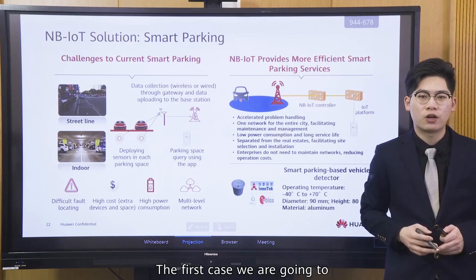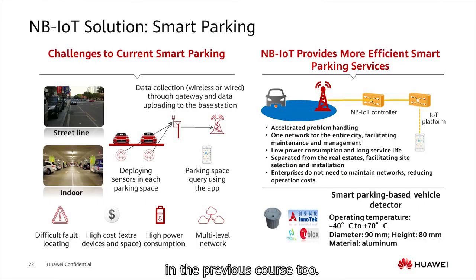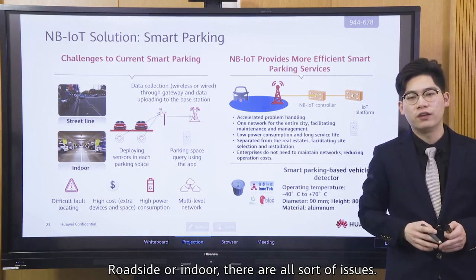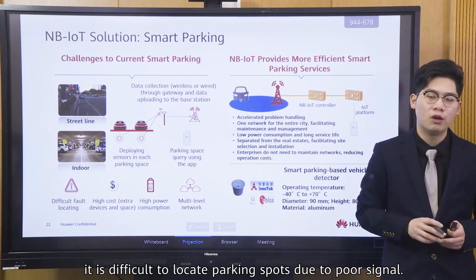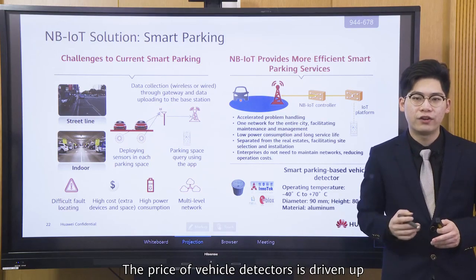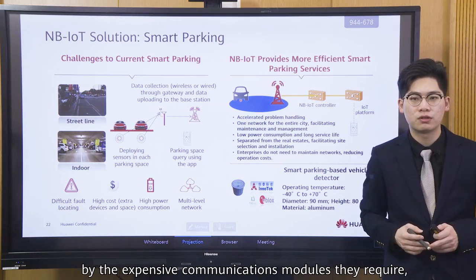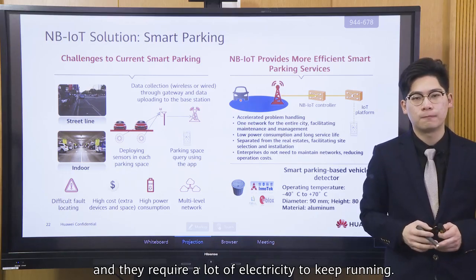The first case we are going to talk about is smart parking. We talked about smart parking in the previous course too. Broadly speaking, there are two main types of parking: roadside parking and indoors parking. Roadside or indoor, there are all sorts of issues. For example, it is difficult to locate parking spots due to poor signal. The price of vehicle detectors is driven up by the expensive communications modules they require, and they require a lot of electricity to keep running.